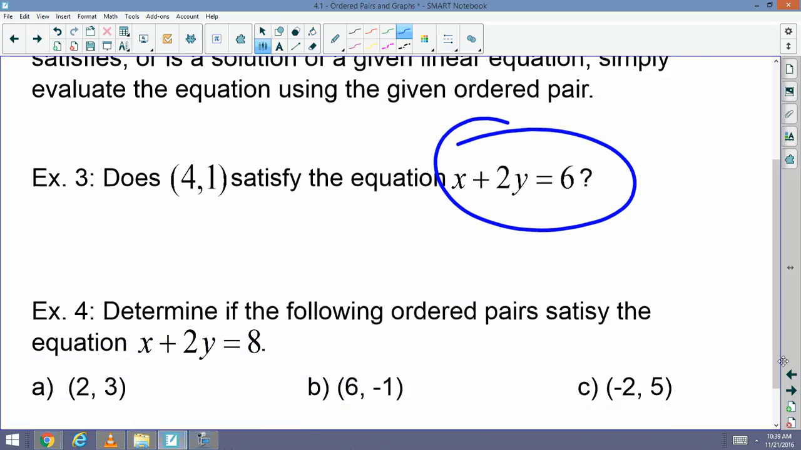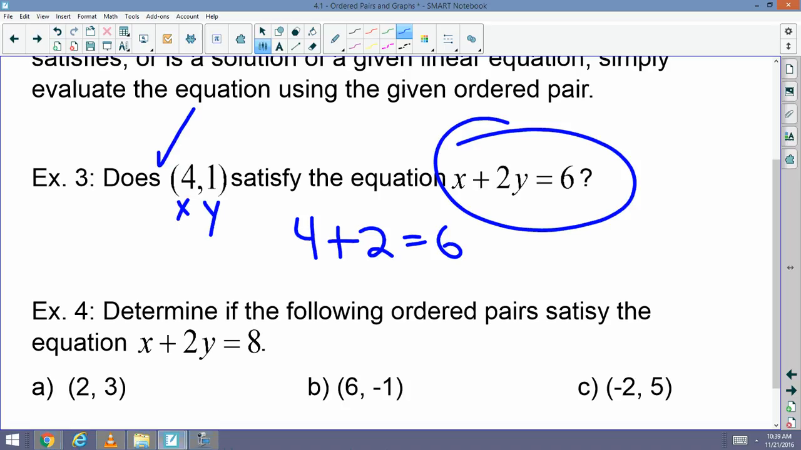So they want to know, does 4, 1 satisfy the equation x plus 2y equals 6? Literally just plug it in. Yes, it does. This is x, this is y. Plug it in. 4 plus 2 equals 6. Yes, it does. So this is a solution. If it does not satisfy the equation, then it is not a solution.